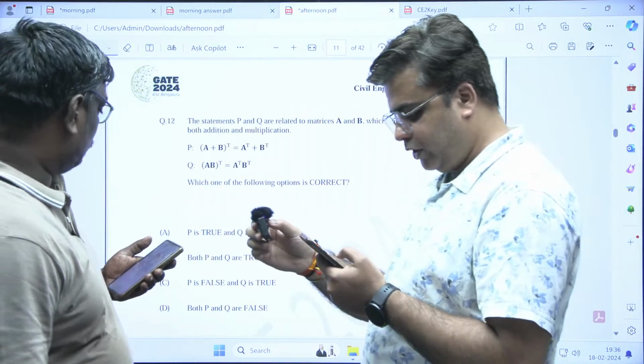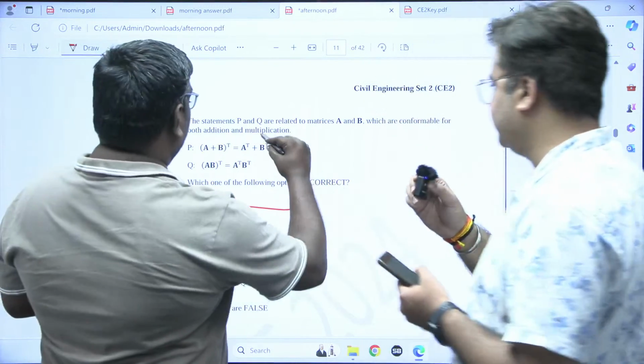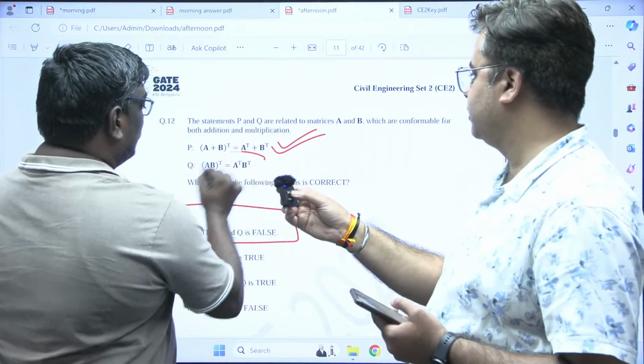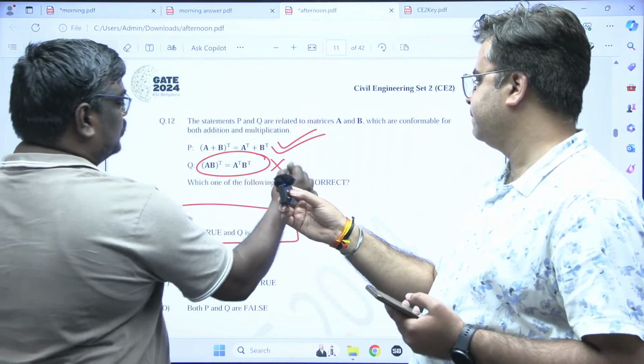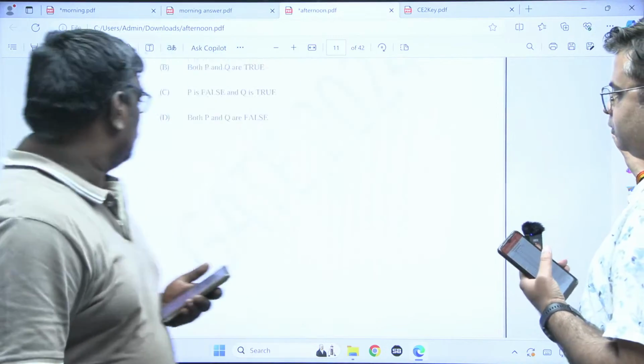For question 12, P is true, Q is false, right? Yeah, option A. P is correct. And I think it is B transpose, A transpose, so it should be false. Yeah. So option A is true, B is false.